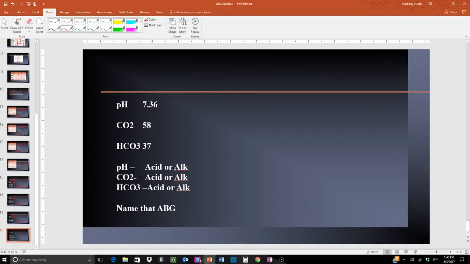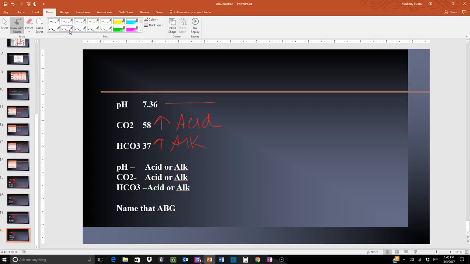All right, so your pH is 7.36. Where is that? That is normal. And your CO2 is 58, which is high, so that is acidic. Your bicarb is 37. That's also high, but that's alkalotic. Okay, so what's happening here with this ABG?